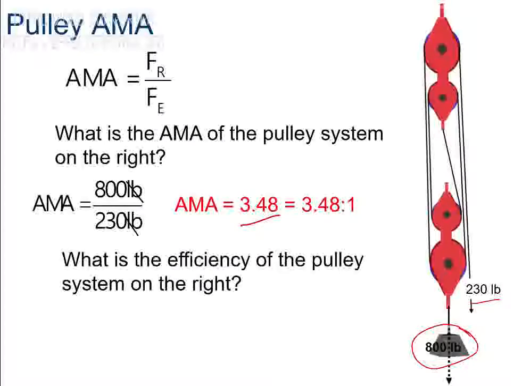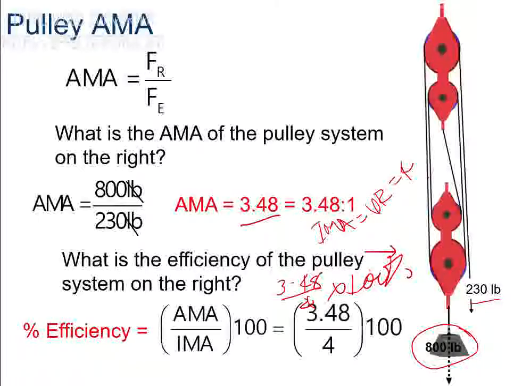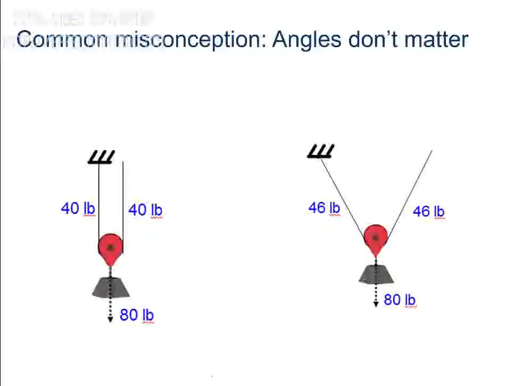What is the efficiency of the pulley? To get this, count the ropes: 1, 2, 3, 4. The mechanical advantage is this much, and the ideal mechanical advantage or the velocity ratio is 4. Therefore, 3.48 divided by 4 multiplied by 100% is the efficiency. Let us do that. Efficiency is equal to actual mechanical advantage over ideal mechanical advantage or velocity ratio, 3.48 divided by 4 times 100%. Finally, you get 87%.